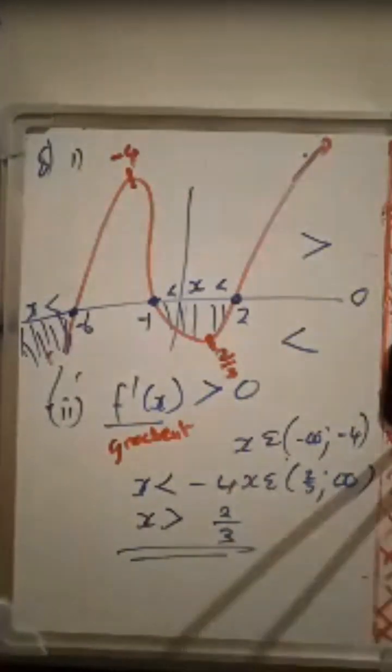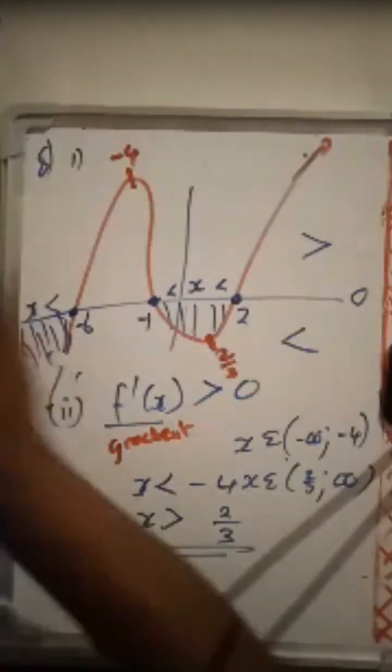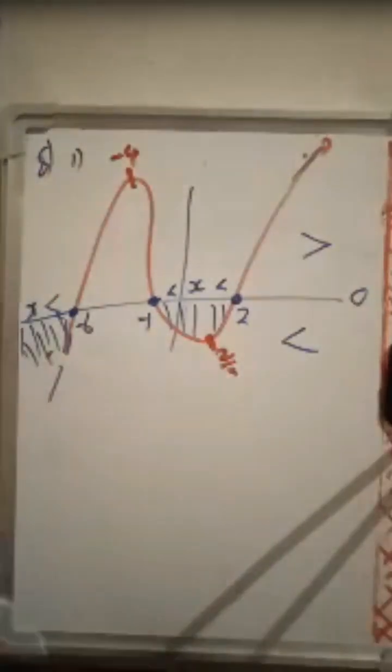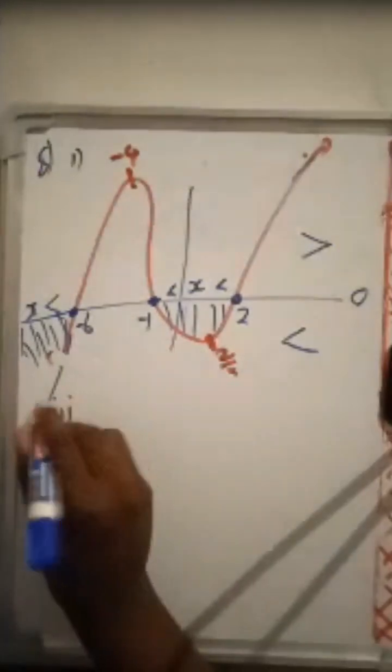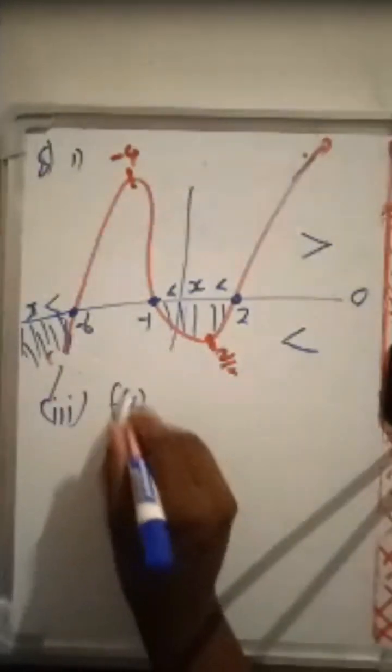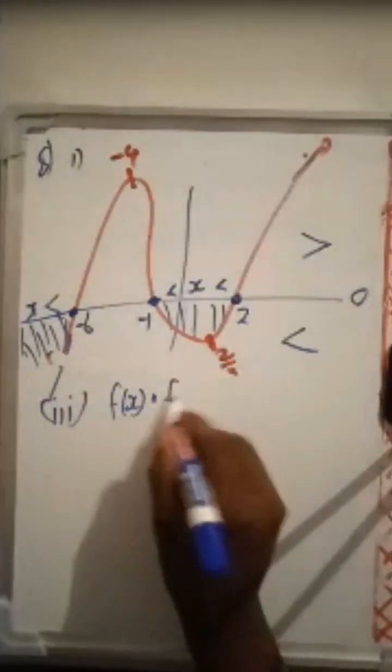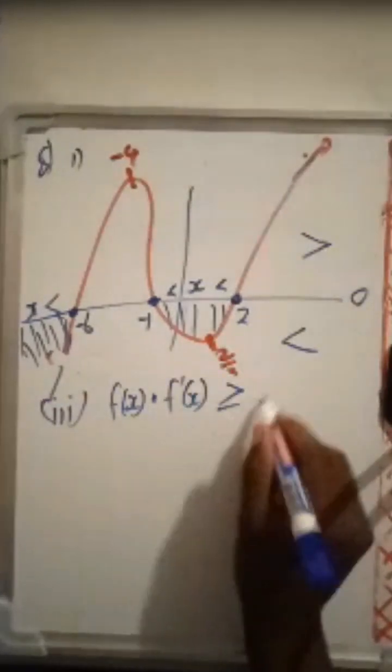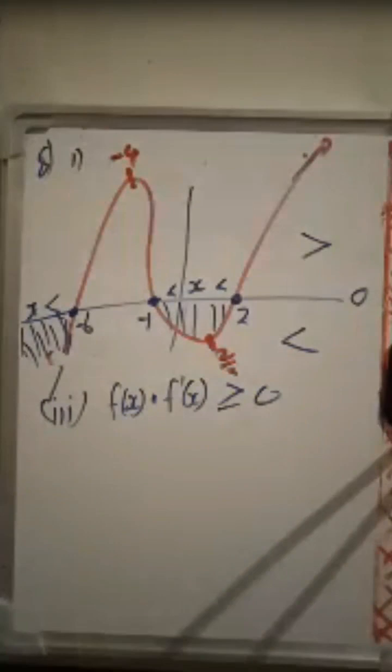Okay? So the other one, which is number 3, the last one, is asking about f of x multiplied by the gradient being positive or 0. Okay? It's positive or 0. Let me just rub my graph so that I can draw it again and we can understand it better. Okay? So I'm going to indicate it like that.